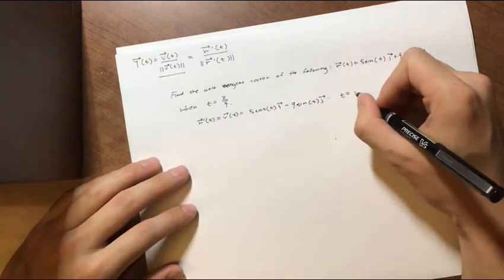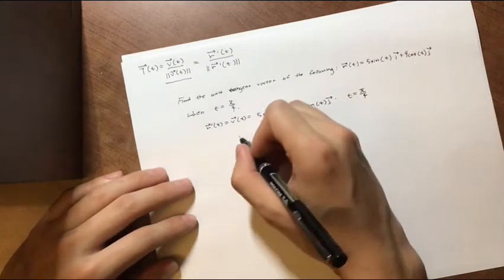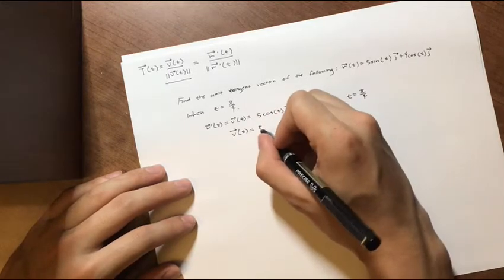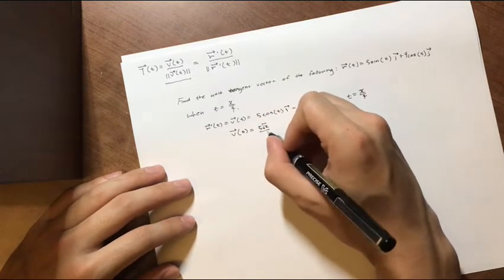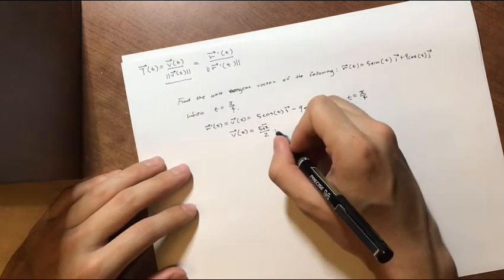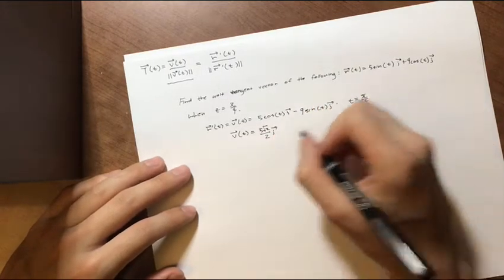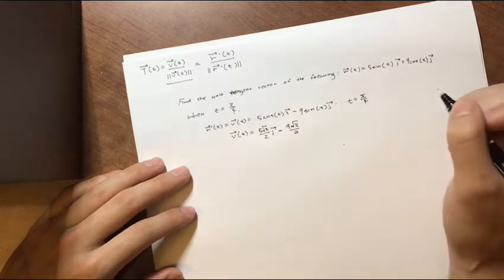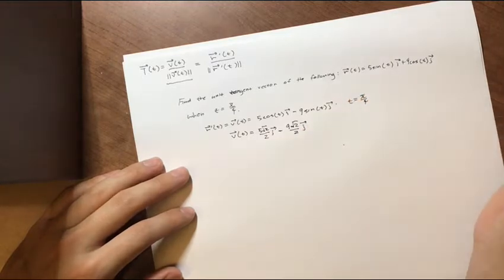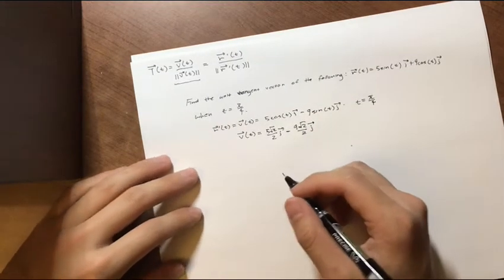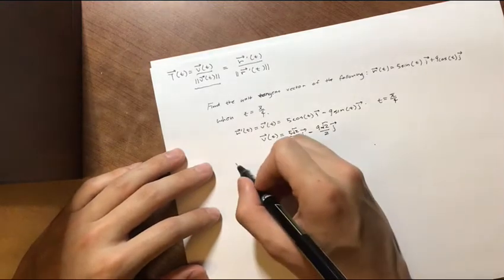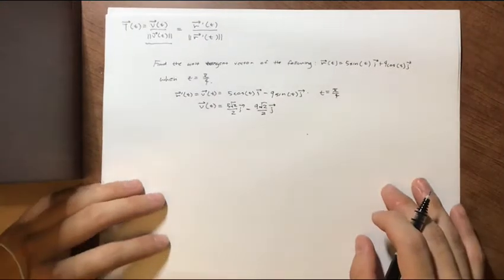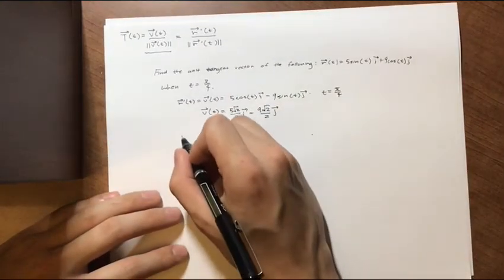Now when t equals pi over 4, the velocity vector will be 5 times square root of 2 over 2, and don't forget the i's and j's, minus 9 times the square root of 2 over 2. Now we have to find the magnitude. The magnitude of the derivative of the position vector when t equals pi over 4 is as follows.